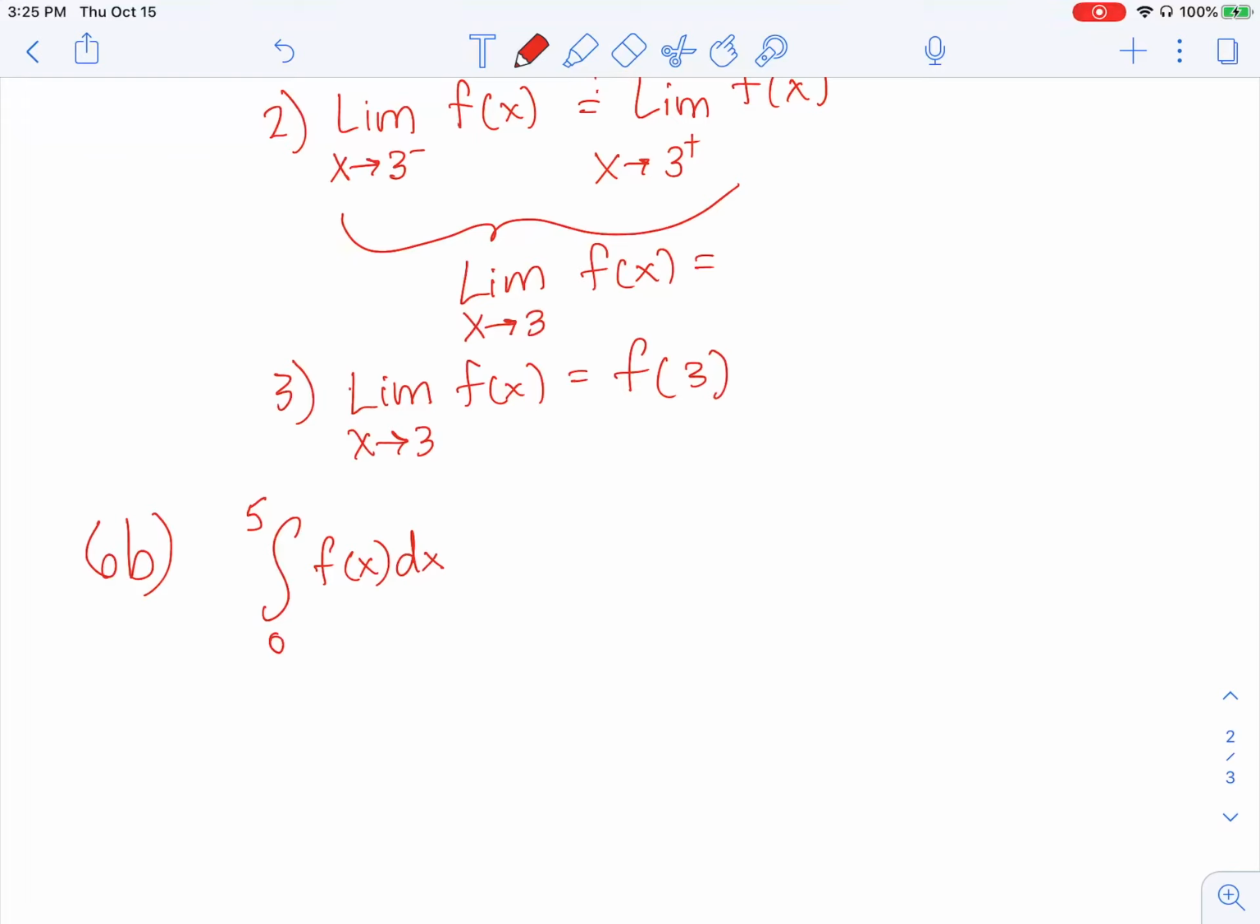And you're getting better every day. So with this, what we want to do is, it says the average value. Well, the average value of that would have been 1/5 times the integral of f of x from 0 to 5. Okay, so this is the average value.